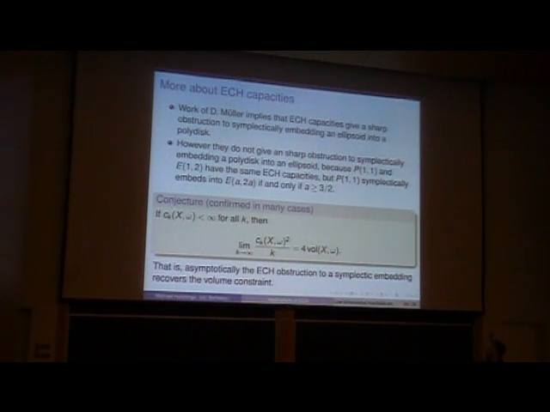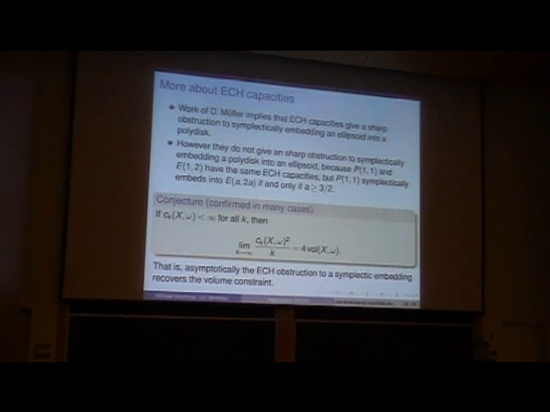So if you look at the problem of embedding the product of two disks of equal area into an ellipsoid E(a, 2a), well, it turns out that you can only do this if a is at least 3. But the ECH capacities give no obstruction to doing this when a is greater than 1. So, in fact, P(1,1) and E(1,2) have exactly the same ECH capacities. So it's a little exercise. I already wrote down ECH capacities for E(1,2), and then you can calculate them for P(1,1) and see if they're the same.